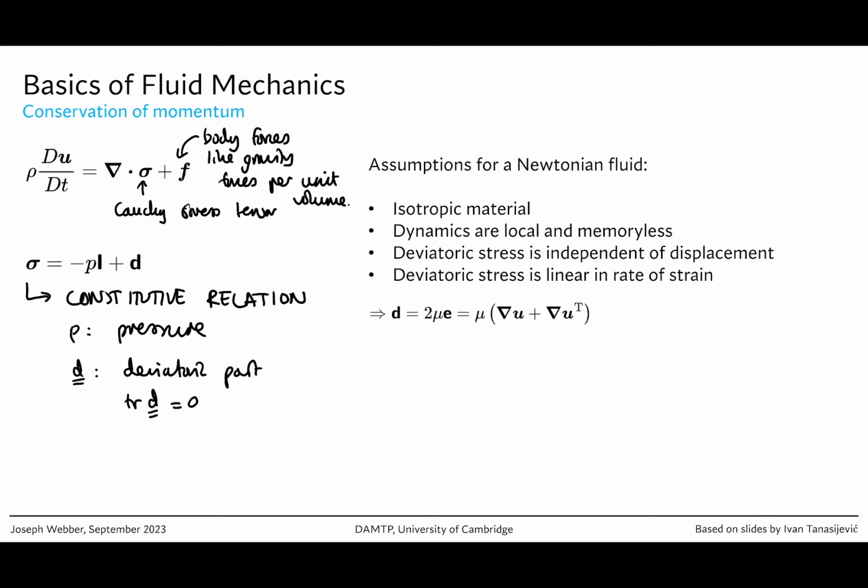If we're modelling a Newtonian fluid, which is what we're dealing with most of the time, we're modelling an isotropic fluid. So one of the assumptions we make is the fluid is isotropic. It's the same everywhere. Its properties don't vary in space. The dynamics are local. That means that something happening a long way away does not influence the behaviour of the fluid at a given point. And memoryless, this means the history doesn't change the fluid properties.